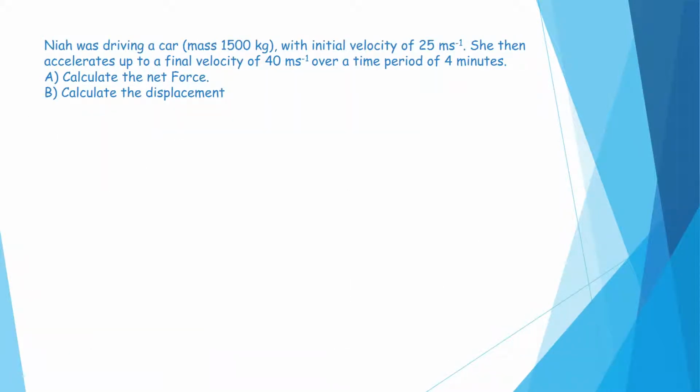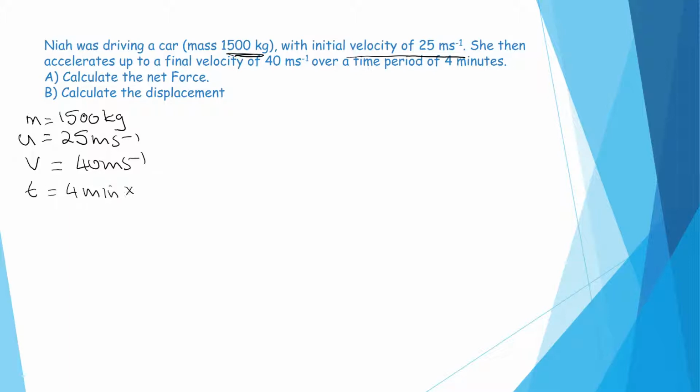Now let's try another example. This time Naya's driving a car, mass 1500 kilograms, with an initial velocity of 25 meters per second. She then accelerates to a final velocity of 40 meters per second over a time period of 4 minutes. Remember, minutes are a problem. We have to convert it to seconds. So 4 times 60 is 240 seconds.